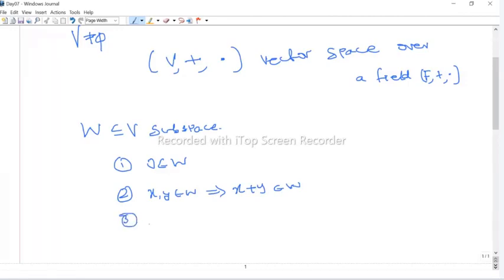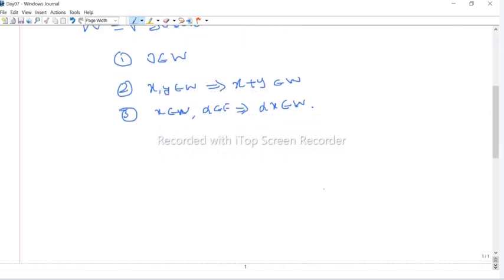And the third one is: if you take x in W and some scalar alpha in F, the product alpha times x should be in the set. If the subset satisfies these three conditions, we can say W is a subspace of V.